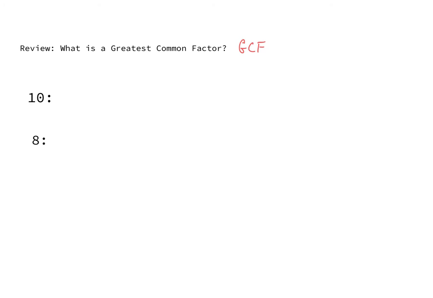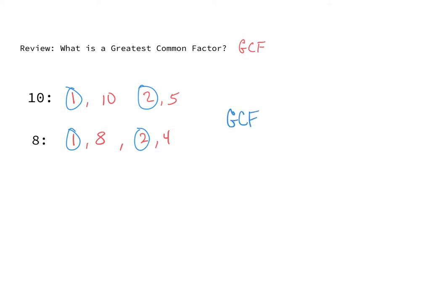A factor is basically all the numbers that you can multiply together to get a number. For 10, we can multiply 1 times 10, and we can multiply 2 times 5. For 8, we can multiply 1 times 8, and we can multiply 2 times 4. So my greatest common factor would be the biggest number that's common to both. So 1 is common, 2 is common, and that's it. So that means that the GCF would be 2, because that's the greatest common factor for both numbers.